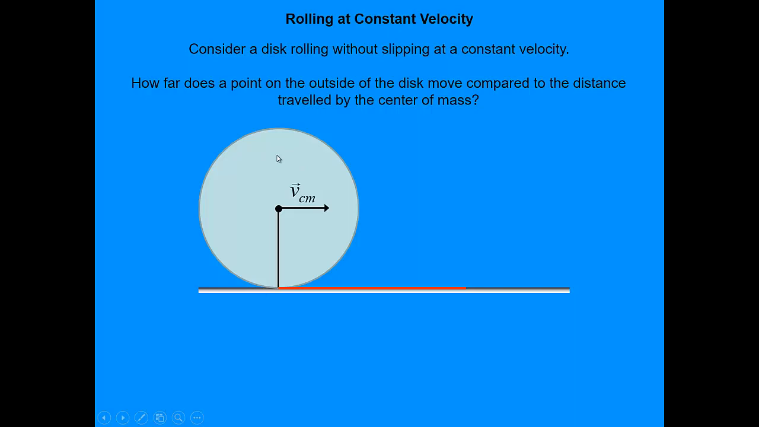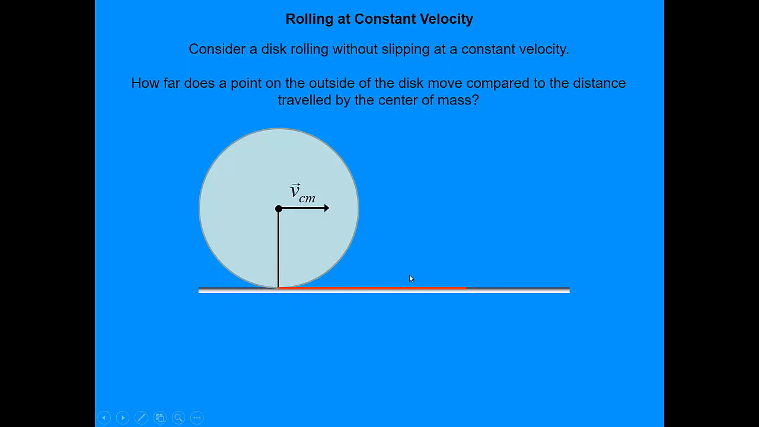So here we have an object, a thing, maybe a disk or something, which is going to roll with constant velocity, perfect rolling without slipping. Here's the center of mass. The center of mass is going to have a constant speed, which we are going to call VCM. And I want to know, if we look at this point at the bottom, as this thing rolls, how far does this point move? You with me?